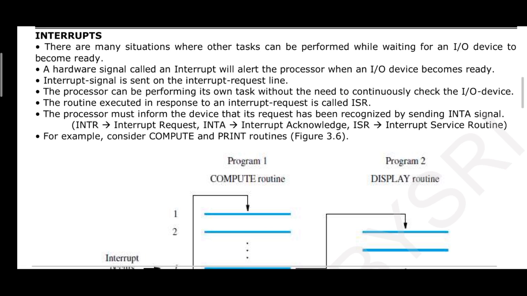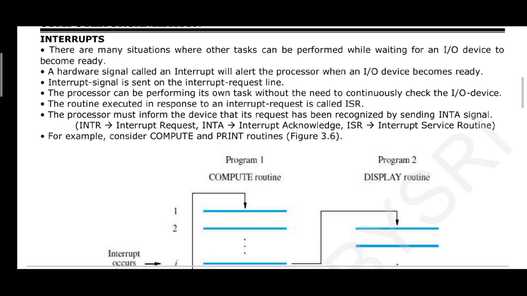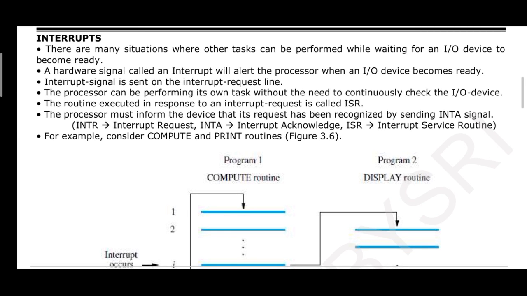There are many situations where other tasks can be performed while waiting for an input-output device to become ready. A hardware signal, which is called an interrupt, as I told you earlier, will alert the processor when the IO device becomes ready. The interrupt signal is sent to the interrupt request line.